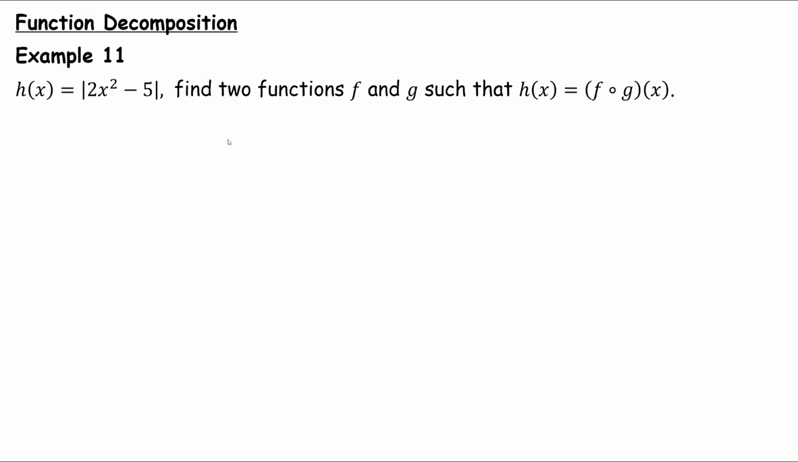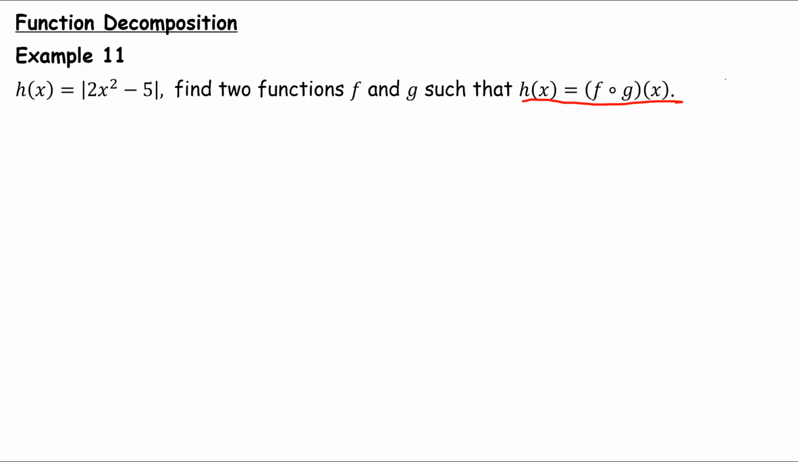Okay, so we're going to pick up where we left off at function decomposition. This is when you want to take a function apart into two functions that you could compose to create that function. So h of x is this function, absolute value of 2x squared minus 5, and we want to break that up into two functions f and g, such that f of g of x is equal to h of x. So right here is what we're saying.